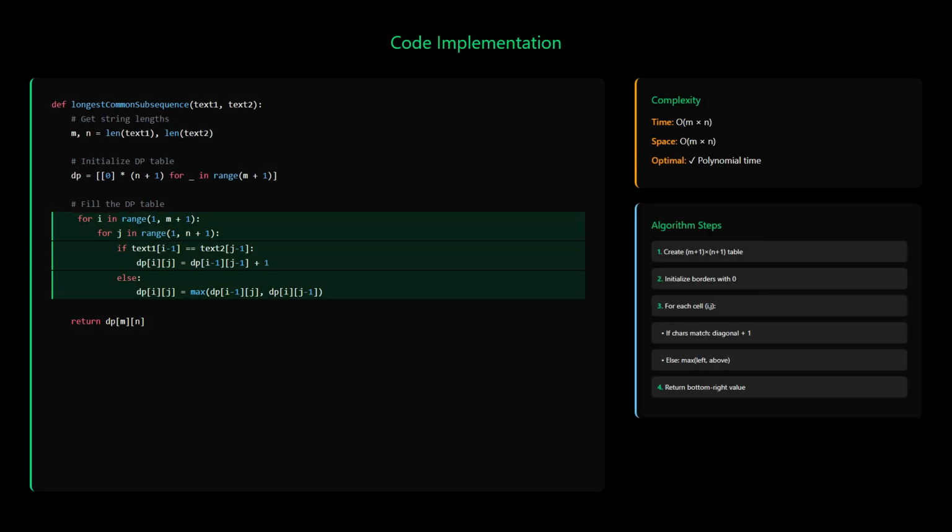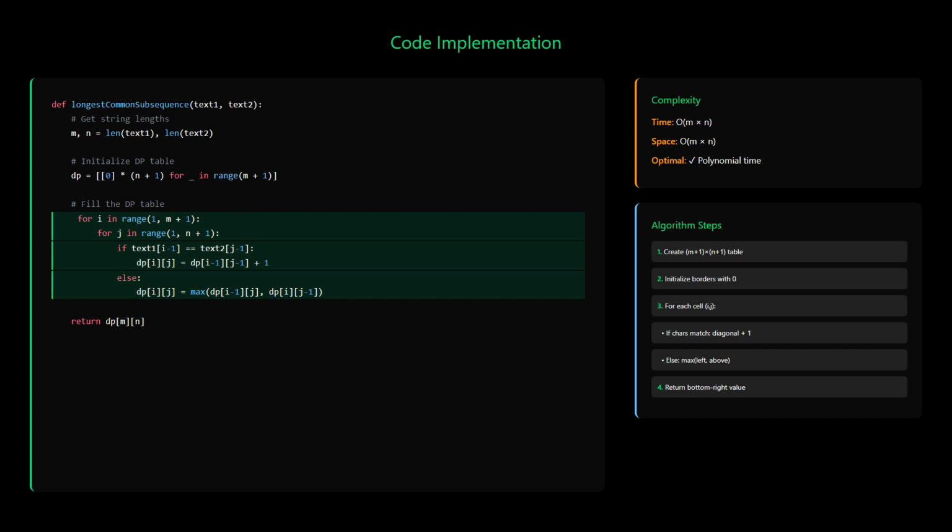Let's implement our dynamic programming solution. First, we create a 2D array with dimensions m plus 1 by n plus 1, where m and n are the lengths of our input strings. We initialize the first row and column to 0 because an empty string has no common subsequence with any string. Then we iterate through each cell and apply our recurrence relation.